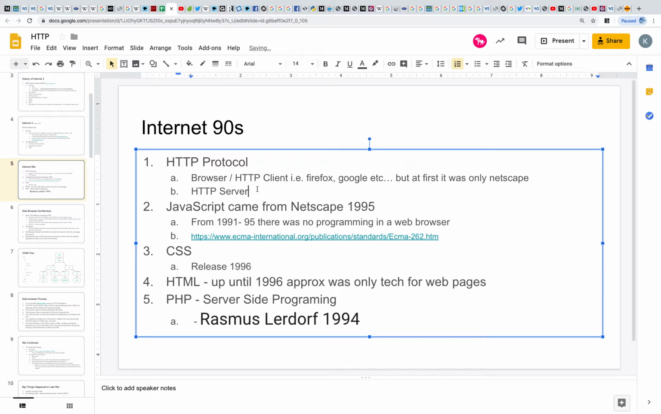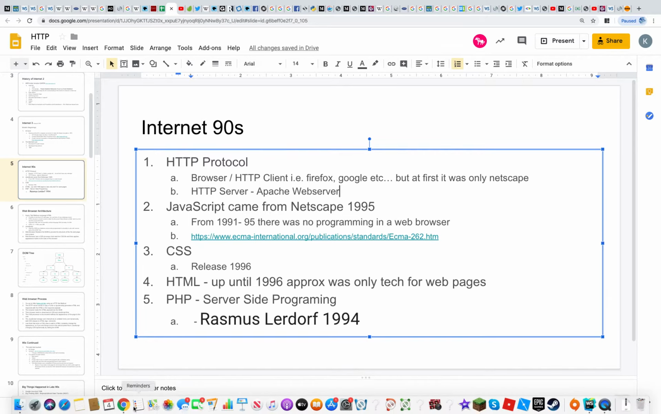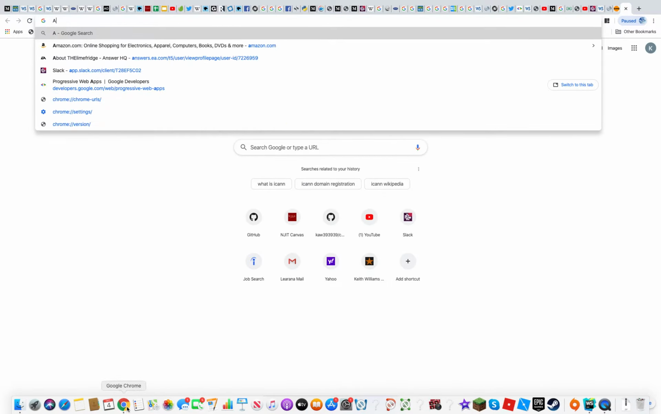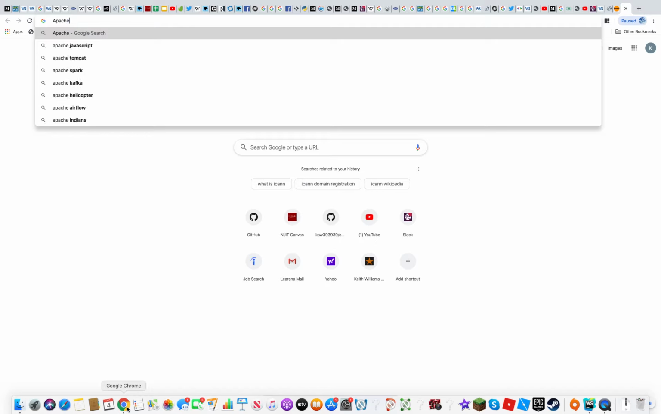And we have HTTP servers, and for a long time we really had just Apache. So we have the Apache web server. I'm just going to put a link on that because you've got to know Apache. You don't have to know it for the class, but I'm saying you should know what it is.